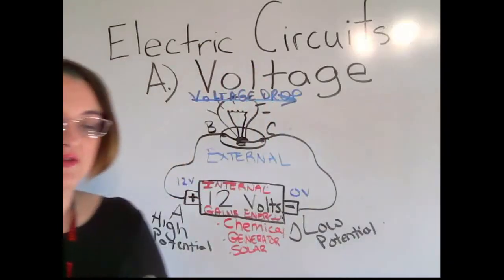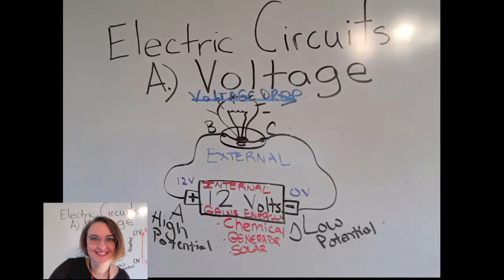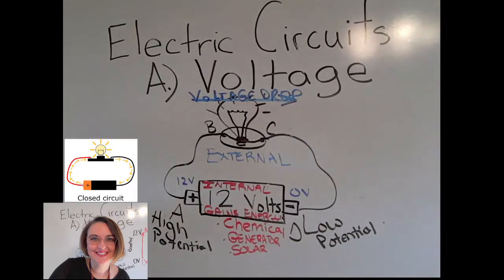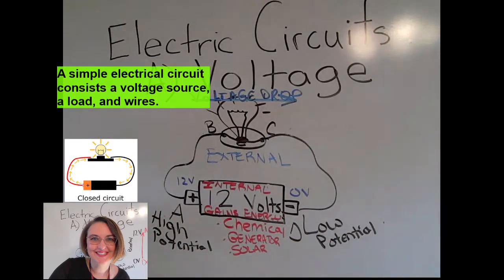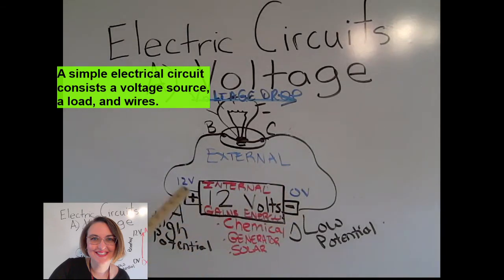Electrical circuits are all about the flow of charge and the loss and gain of electrical energy that accompanies this movement. Here I have drawn a simple circuit with a voltage source of 12 volts and 2 wires creating a closed circuit through a light bulb.